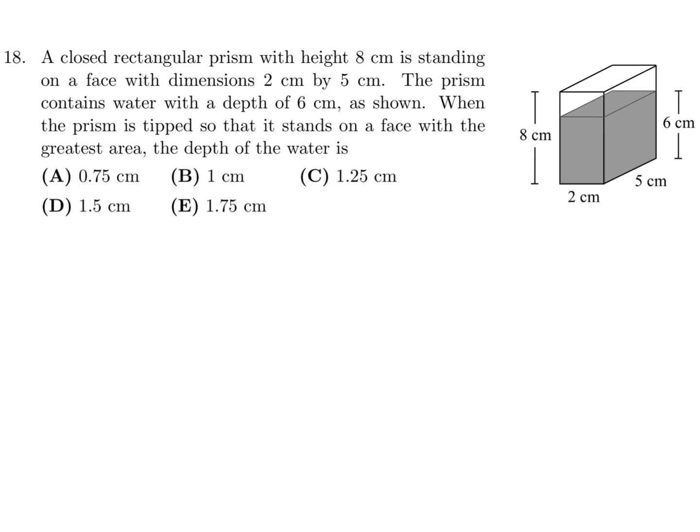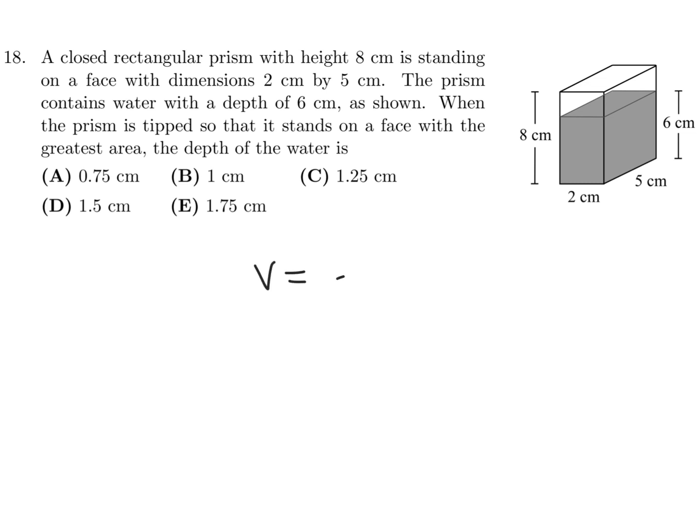A closed rectangular prism with height 8 is standing on the face with dimensions 2 by 5. The prism contains water with a depth of 6, as shown. When the prism is tipped so that it stands on its face with the greatest area, the depth of the water is... Okay, so first let's figure out the volume of the water.